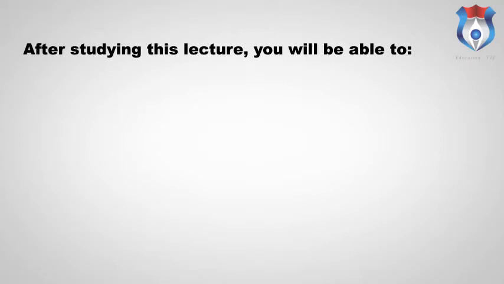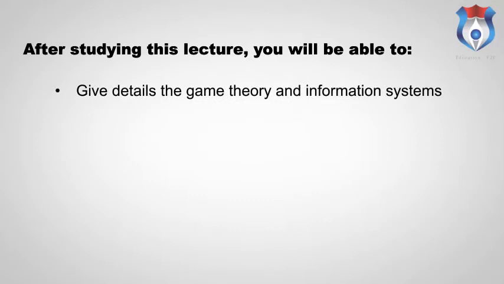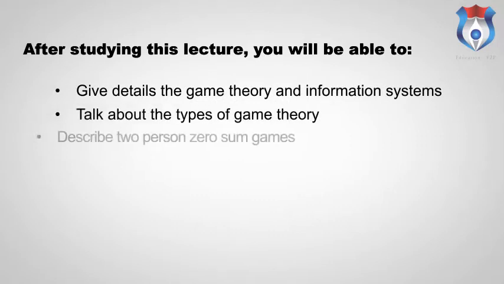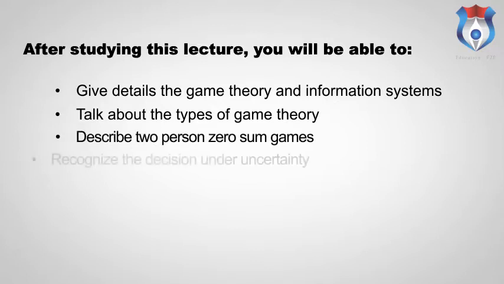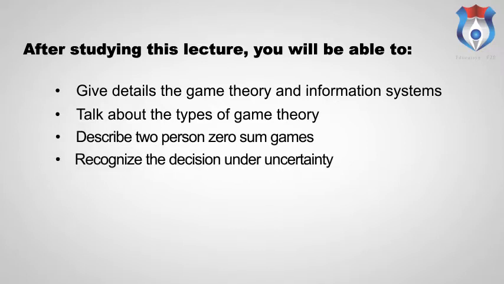And after this lecture, we will be able to learn the following objectives. Give details of the game theory and information systems. Talk about the types of game theory. Describe the two-person zero-sum games. Recognize the decision under uncertainty.